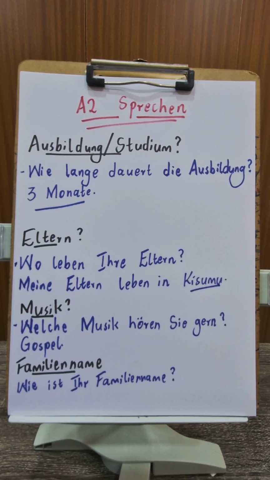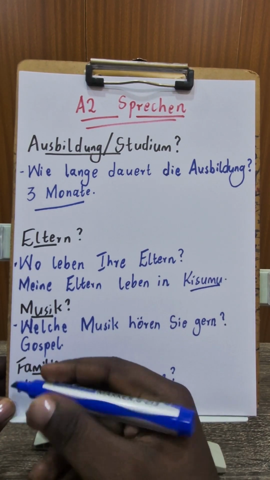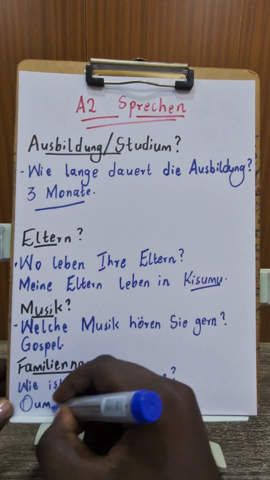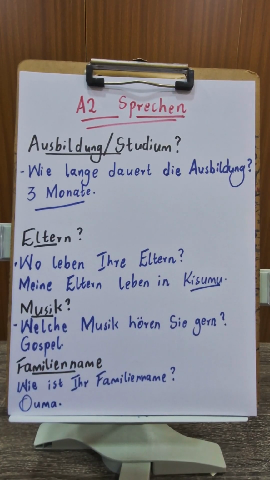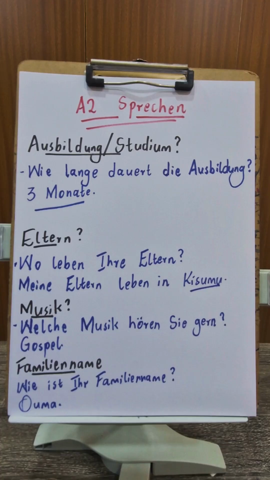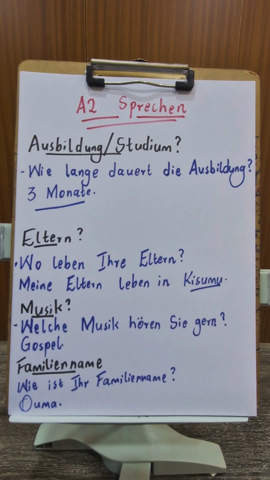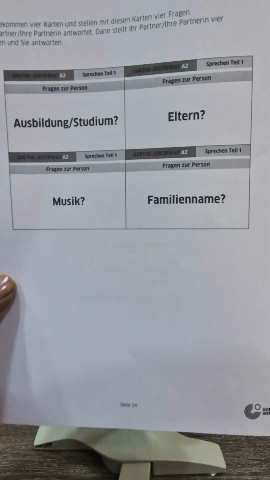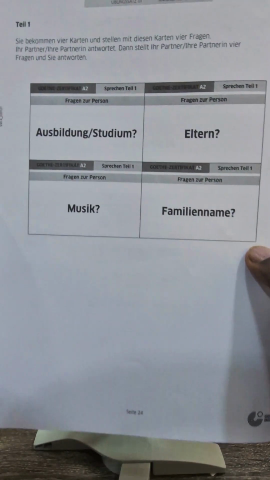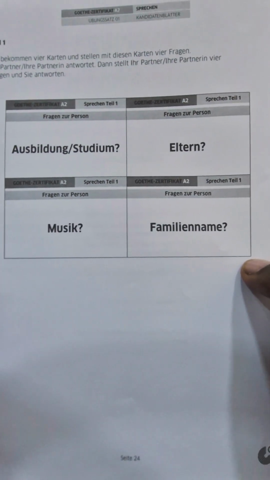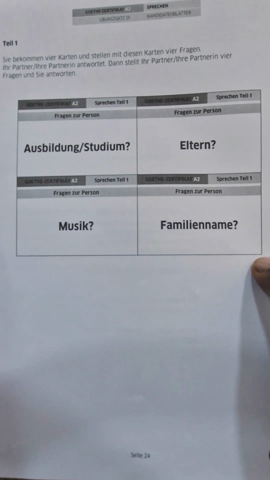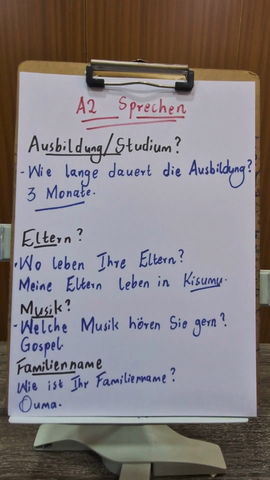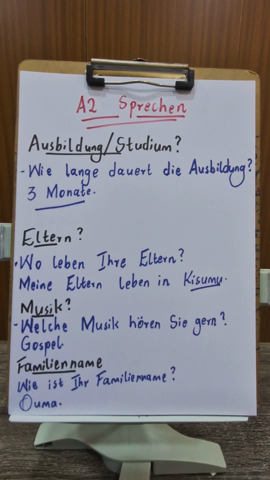Then you answer, mein Familienname ist, or you can just say it directly. For example, in my case, I would say Oma. Or in full, mein Familienname ist, and then you say your Familienname. So that is how part number one looks. You have your own four cards, and the partner also has his or her own four cards. Kindly form your other questions using the same four cards and share them in the comment section so that we analyze and mark them together. That is the end of part number 1.